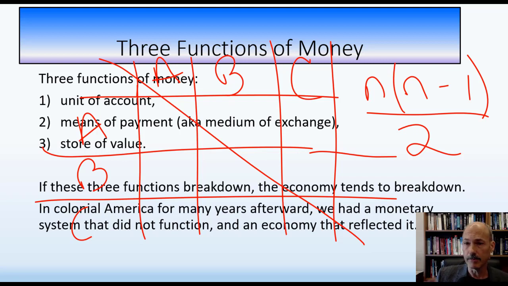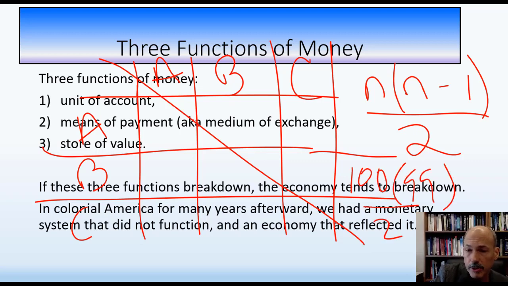Just think of 100 items. And most people over a period of a year, say, buy far more than 100 different types of items. So if you had 100 different items, you'd have 100 times 99 divided by 2. You'd have 4,950 different relative prices to keep track of. You don't have to worry about that, at least not to that extent, if you have a unit of account like the dollar. If you have a unit of account like the dollar, you only have to worry about 100 prices because you have 100 items there. So having a unit of account keeps things really simple.